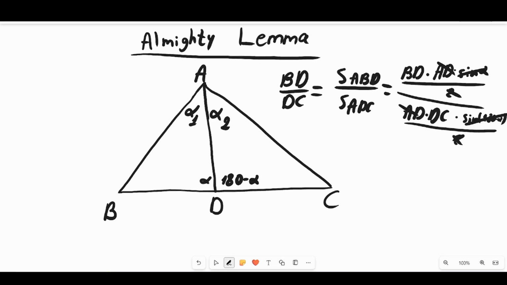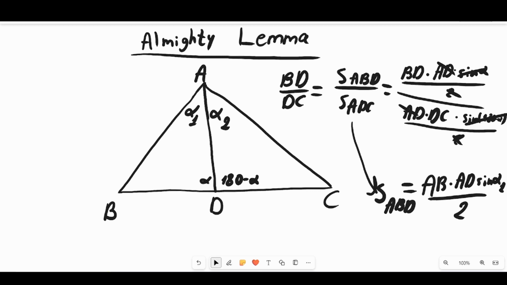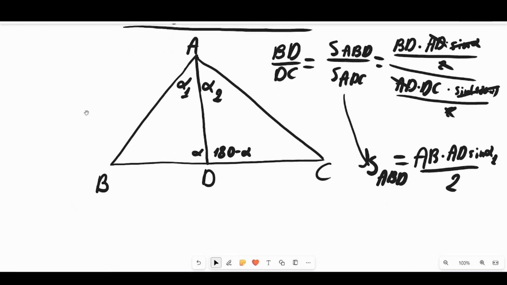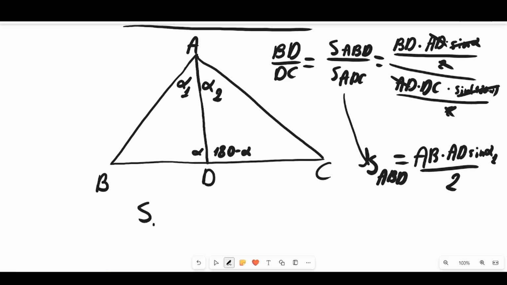But we can also write area of ABD in a different form, like S of ABD equals AB times AD times sine of alpha 1 over 2. And similarly, area of ADC can be written as AD times AC times sine of alpha 2 over 2.